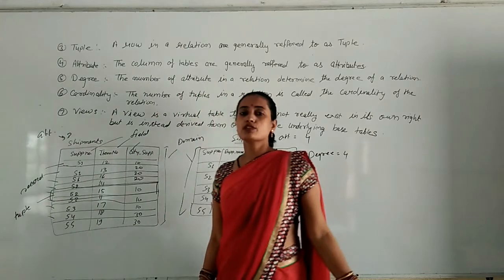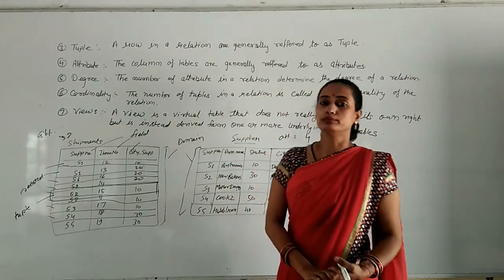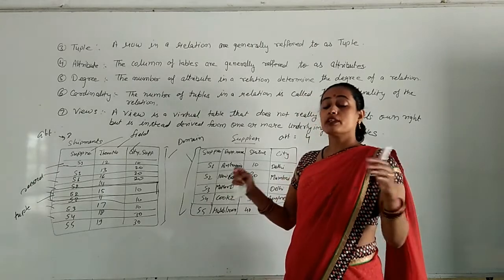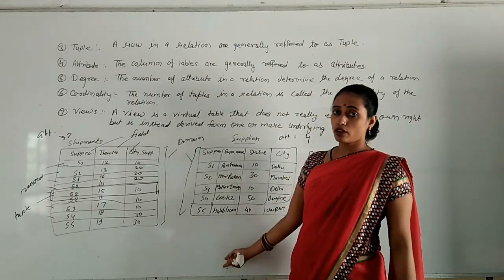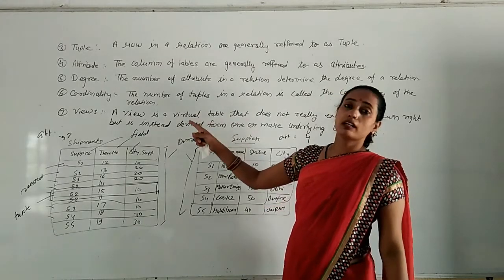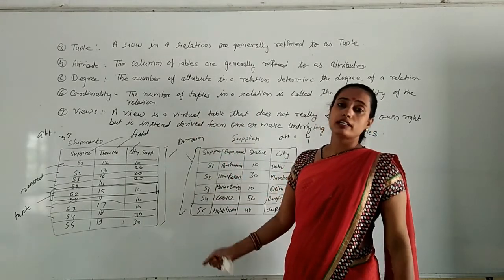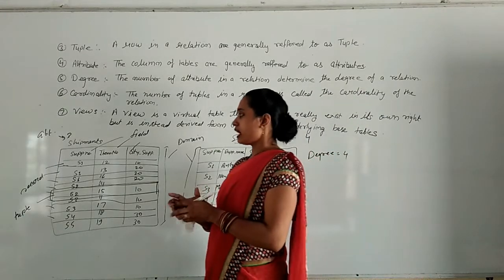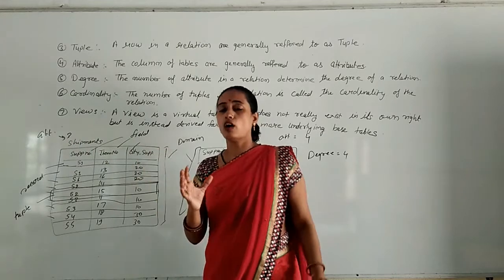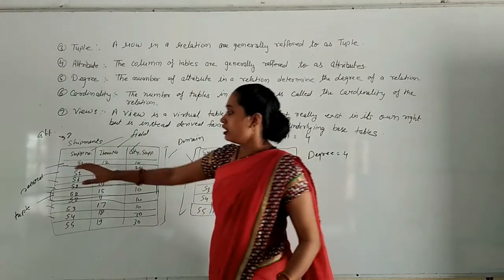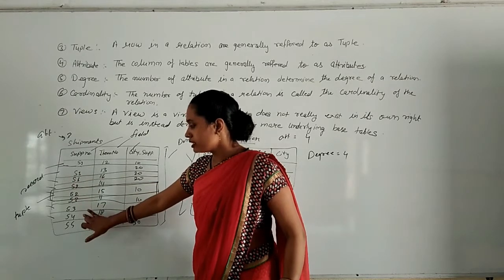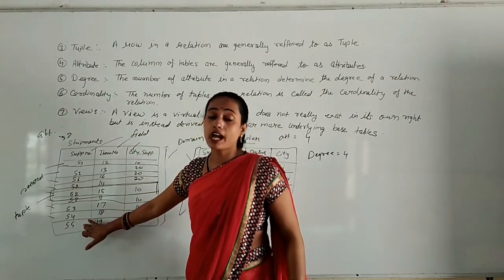Next one is cardinality. Cardinality is the number of rows. How many tuples are present in your relation determines the cardinality of the relation. As an example, I am taking the shipment table. How much cardinality is present? 1, 2, 3, 4, 5, 6, 7, 8, 9. We have 9 tuples here.